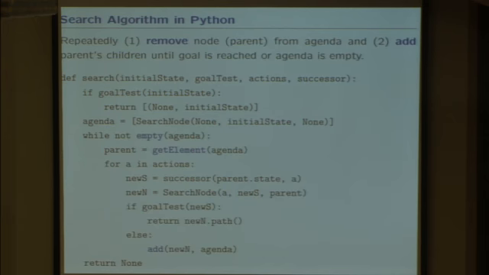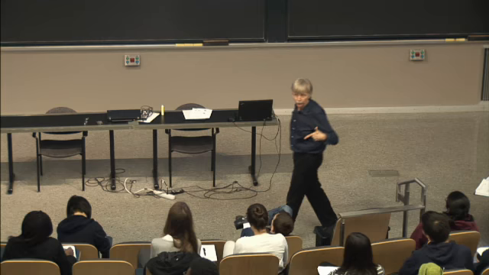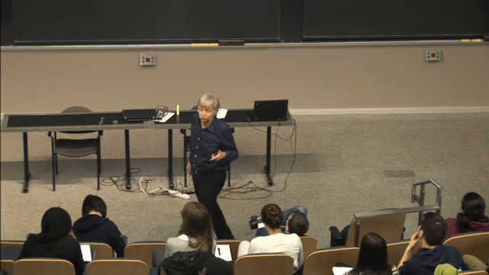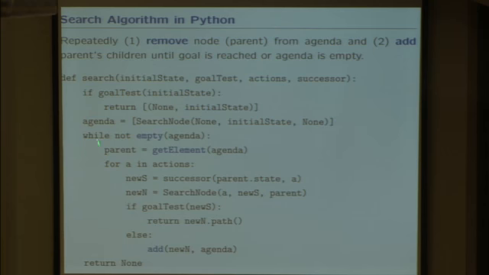Then remove a node, which we'll call the parent, from the agenda, and replace that node that we pulled out of the agenda with the children. So while not empty of agenda, empty is some kind of a pseudo routine that I'm going to fill in a minute. While the agenda is not empty, get an element out of the agenda, which we'll call the parent.